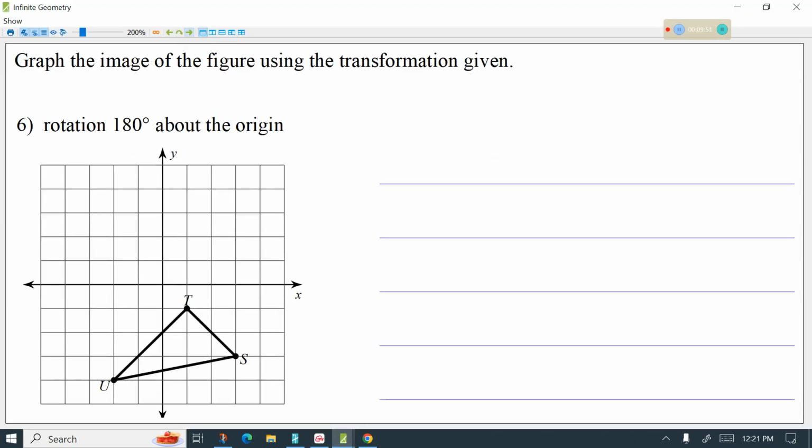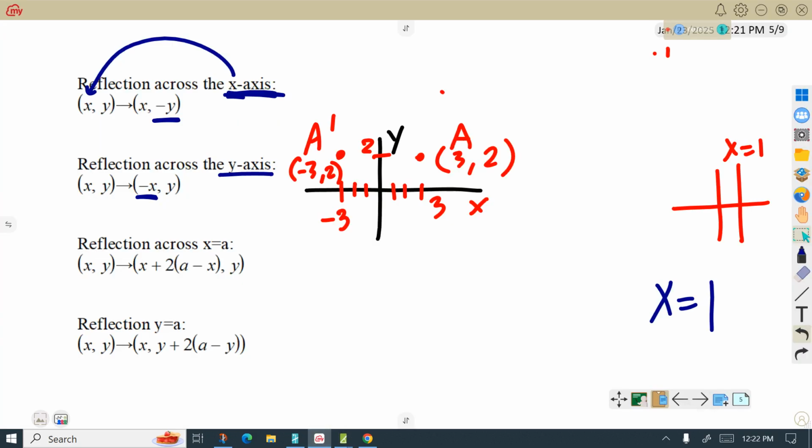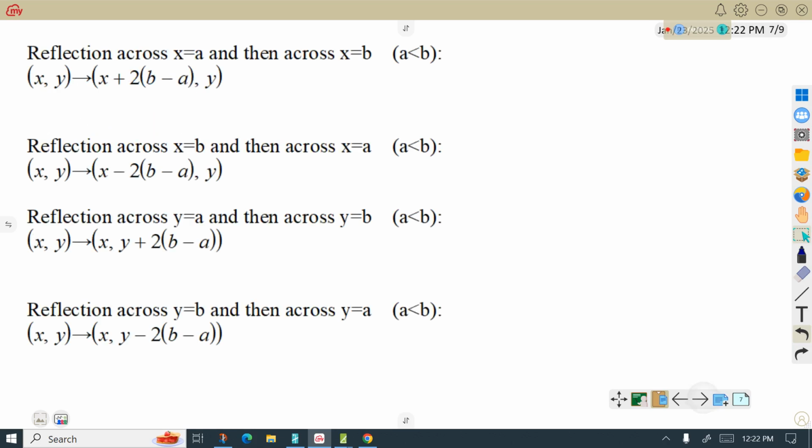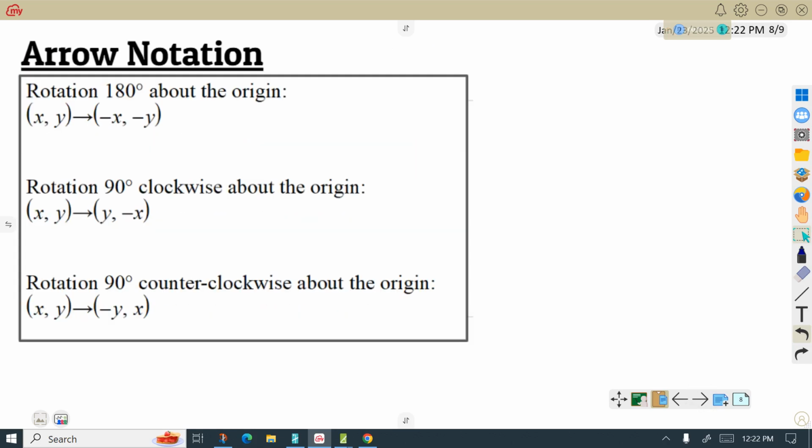So the rotation 180 degrees about the origin, that brings me to this slide where you guys should have all of your rotations. So rotations are right here. Okay, so when we rotate 180, it means that we just change the sign of both points, right? So we could do a couple examples right here on this thing. Maybe you guys will get my point. All right, let's start off with a point. Let's call it A. Let's call it 3, -2.